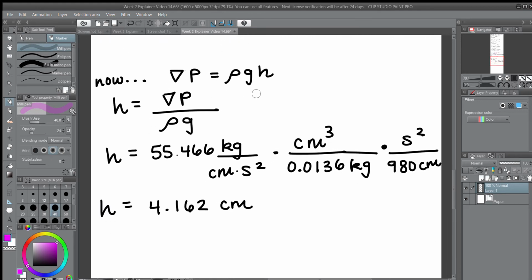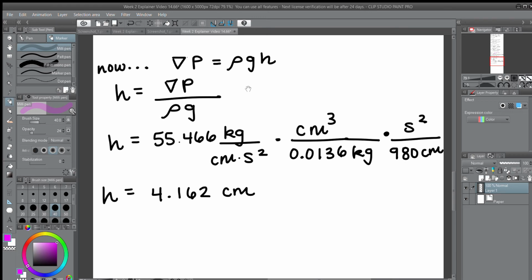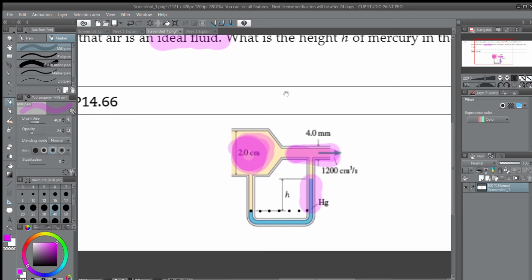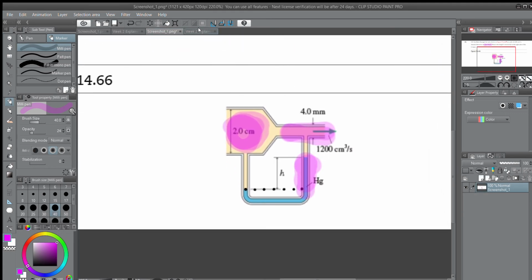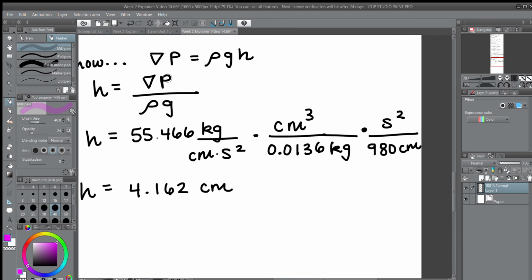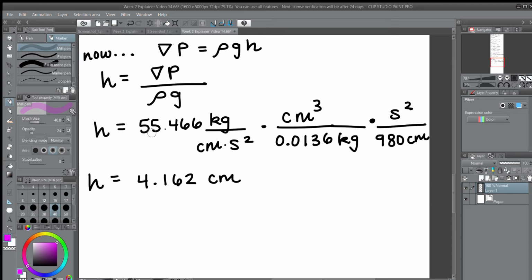I then went on to use another equation that was related to change in pressure, which was change in pressure equals rho times g times h. Rho being fluid density again, g being gravity, and h being height. Now, because we're finding the height of mercury on the right side of the system, I immediately just isolated h and plugged in our change in pressure, which we found to be 55.446 kilograms per centimeter times second squared.